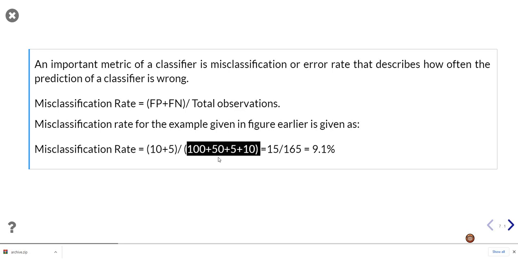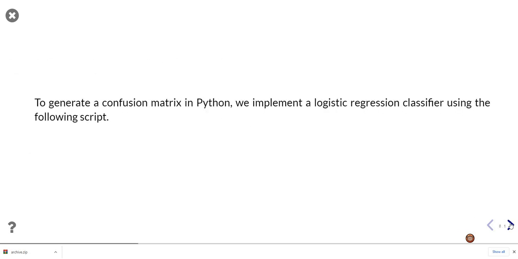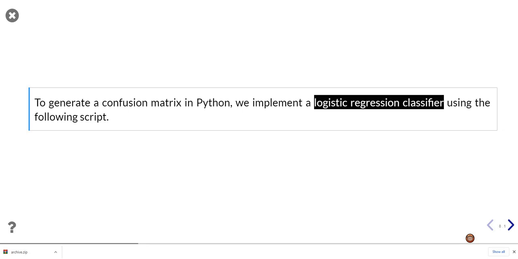So the total number of observations is 165, but if you're just looking at a misclassification rate, then you just take the false positive and false negative, which is 9.1. So if you want to generate the confusion matrix, then we can actually use a logistic regression. Remember, logistic regression is actually for categorical, yes or no.